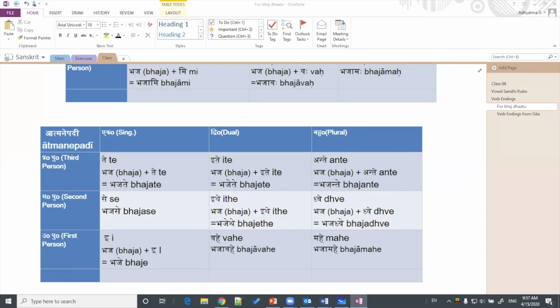One question is, what is the difference in meaning for active and in middle voice? And I explained there is no difference in practice.